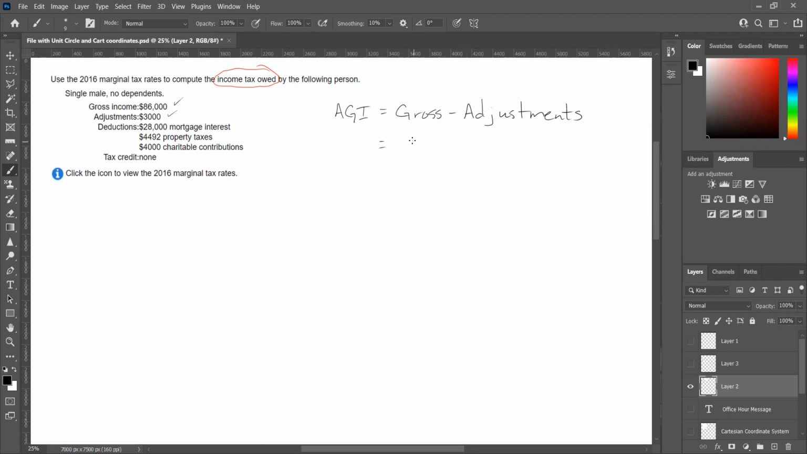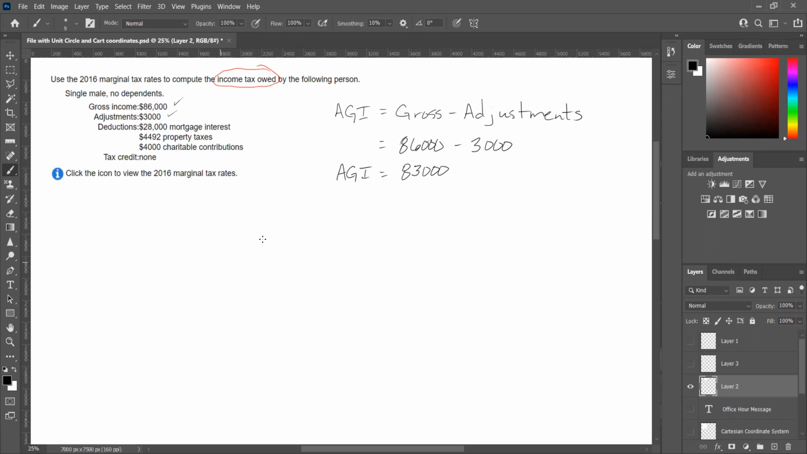So the gross income is $86,000. We'll subtract from that the adjustments of $3,000. And now we know that the AGI is $83,000.